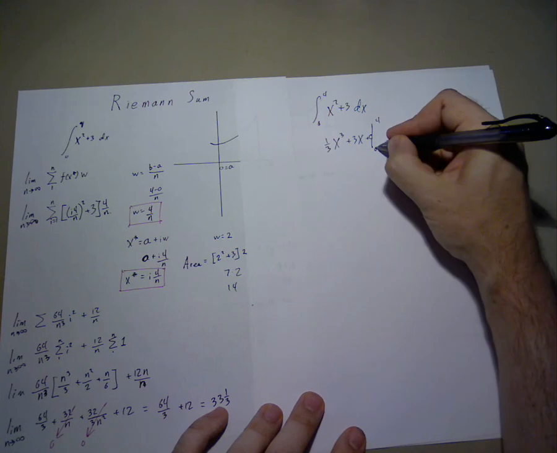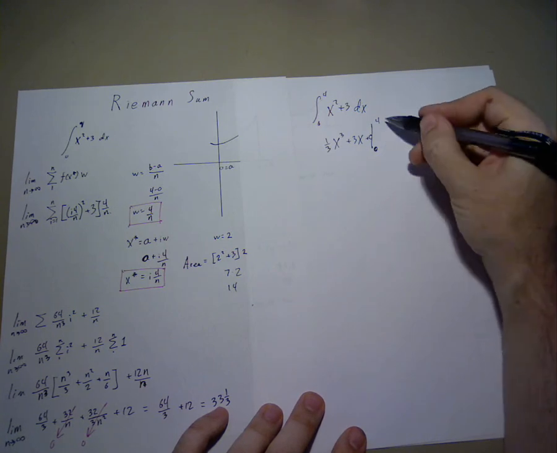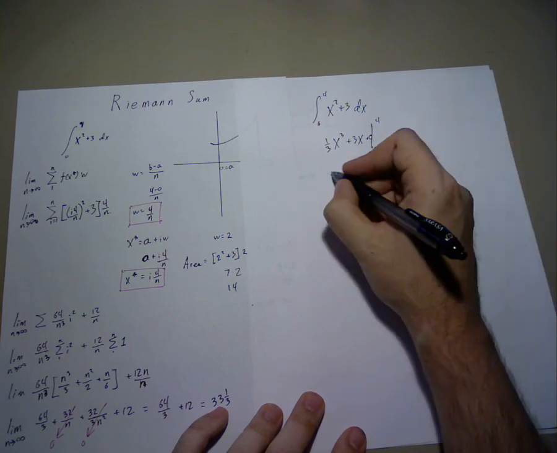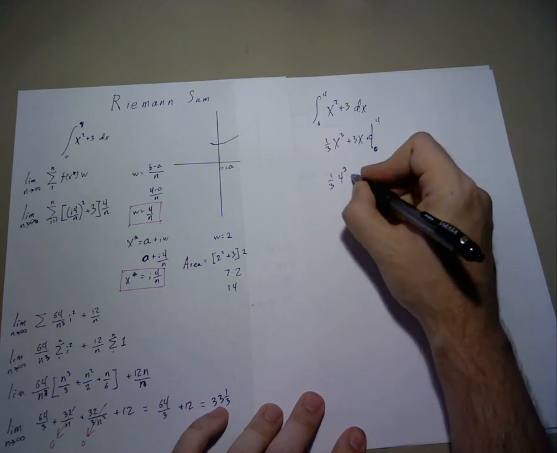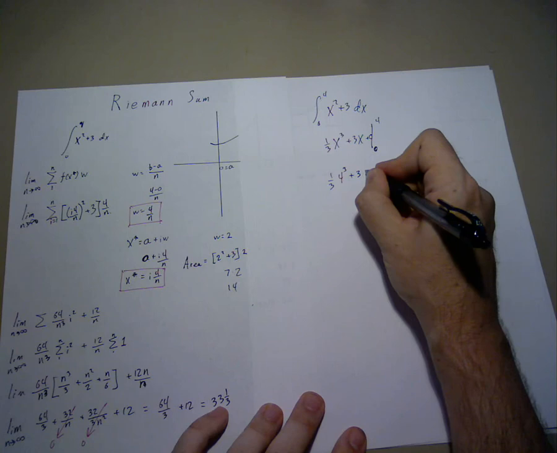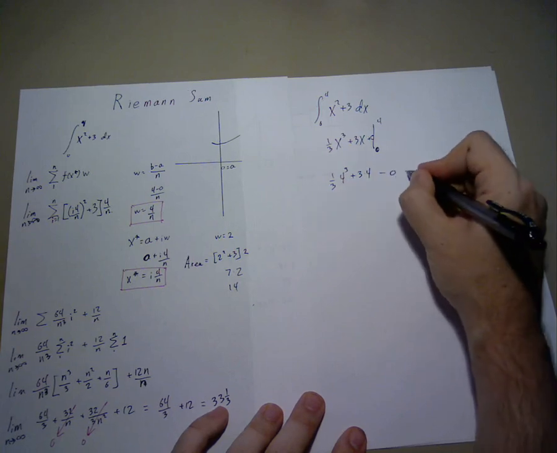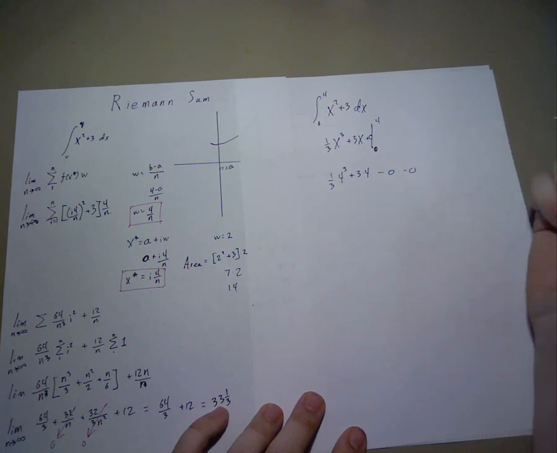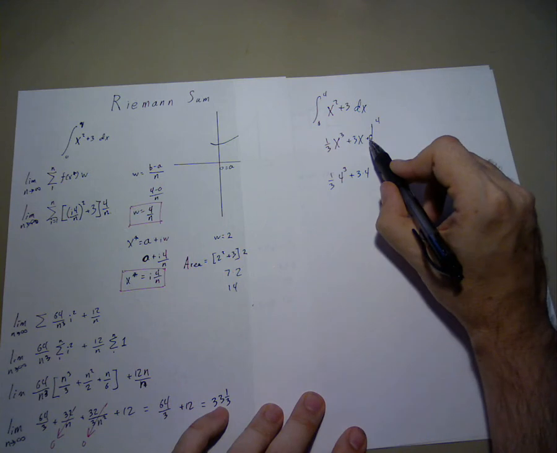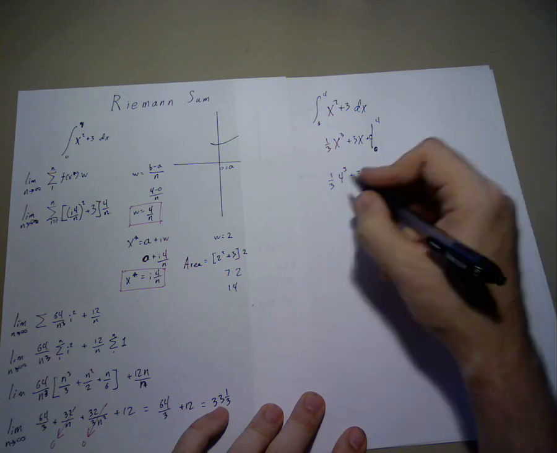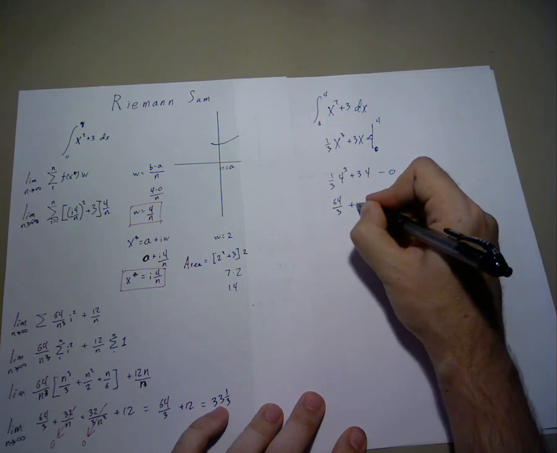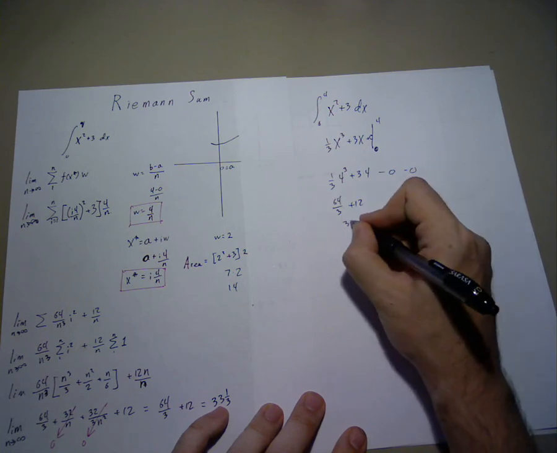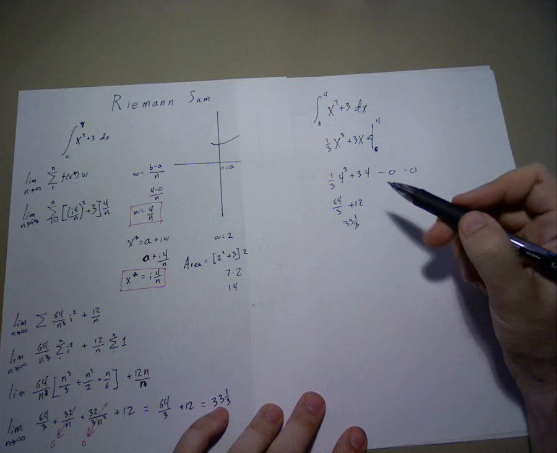If I plug these values in, I get 1/3 times 4 to the power 3 plus 3 times 4, minus 0, minus 0, from our 0 term. Our c's cancel out. This indeed becomes 64 over 3 plus 12, which is 33 and a third.